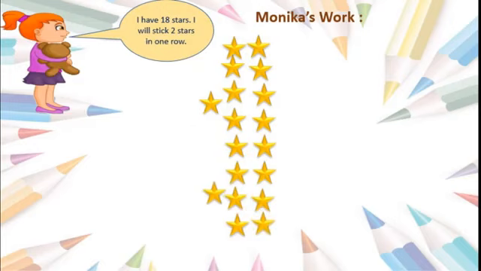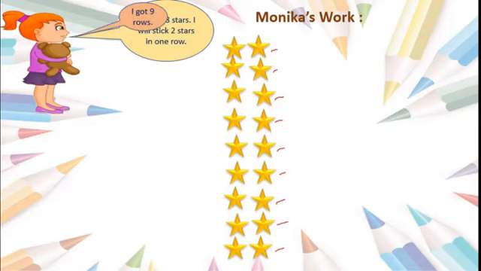So many rows she got. We will count the rows first. See, this is first row, second row, third, fourth, fifth, sixth, seventh, eighth, ninth. Okay, she got 9 rows because she stuck only 2 stars in one row. Yes, I got 9 rows, correct.